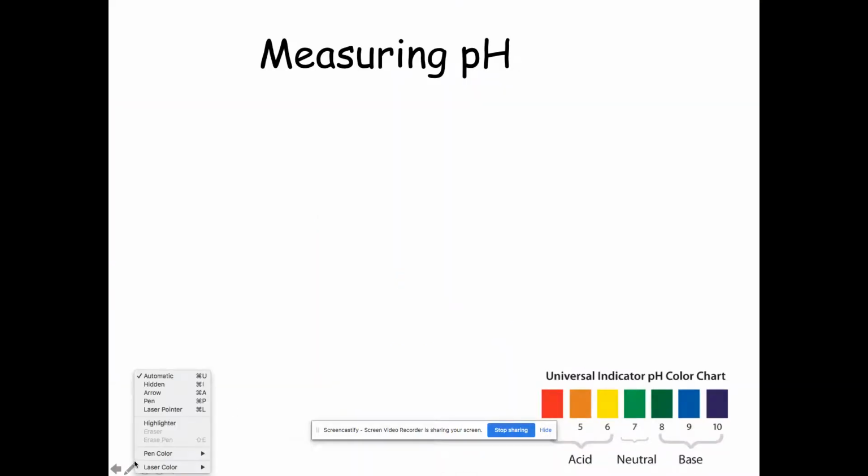All right, welcome back. So today we're going to be talking about reference table M. If you could go make sure you have table M available, it's on page 6, common acid-base indicators. So there are a few different ways we can measure pH.